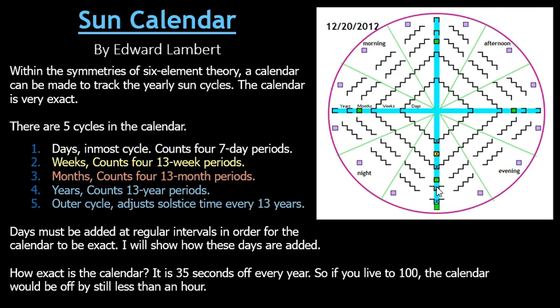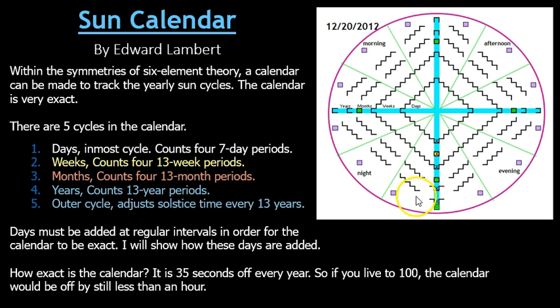Now you go to cycle 4, which counts years. Every time you count a year, you count here: 1, 2, 3rd year, 4th year, 5th year, 6th year. This is the year cycle. And you have 13 years in here, 26 years, 39 years, 52 years. So that's sort of the basic cycles. And then you have this outside cycle of these little purple squares going around here. This adjusts the solstice time every 13 years. I'll get to that towards the end of the video.